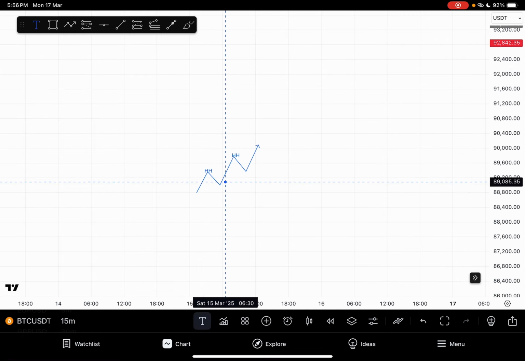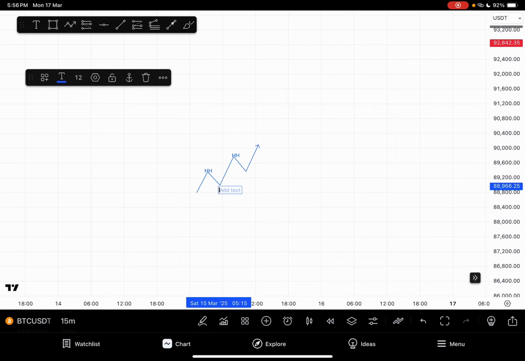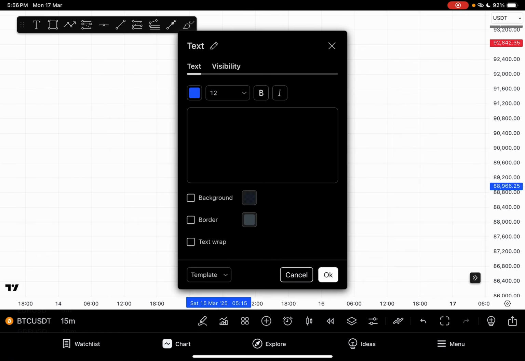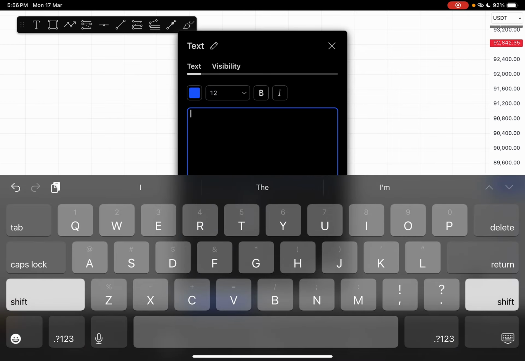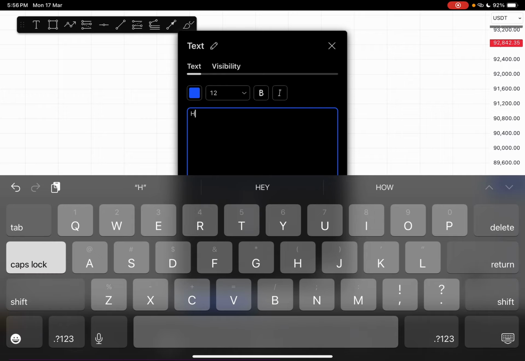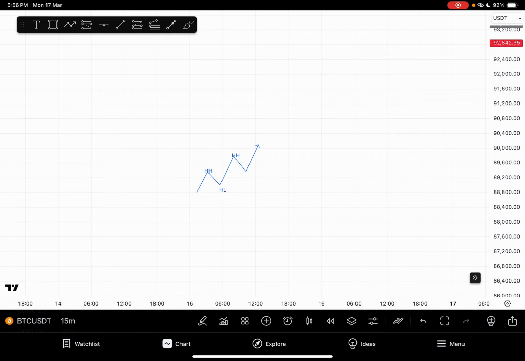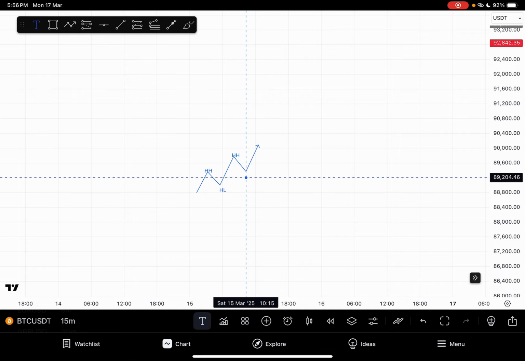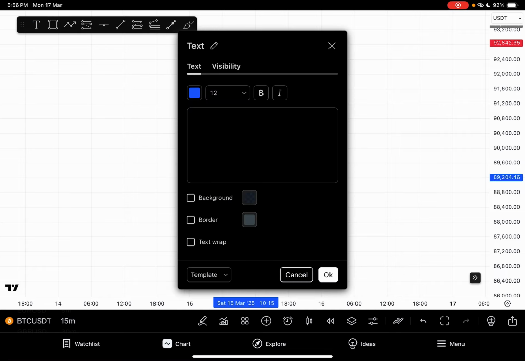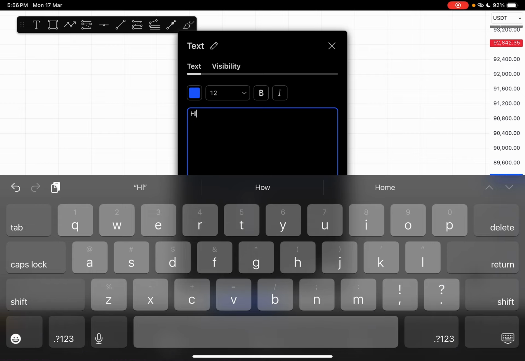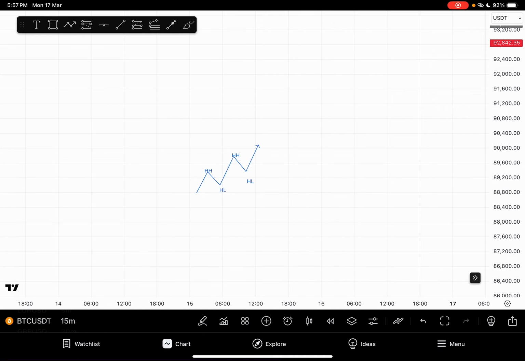And at every previous low, this is the higher low. And also for this, is the higher low. Okay.